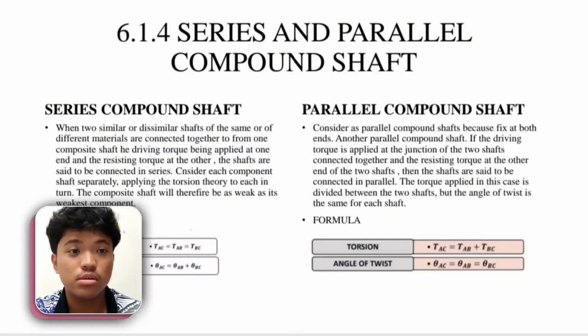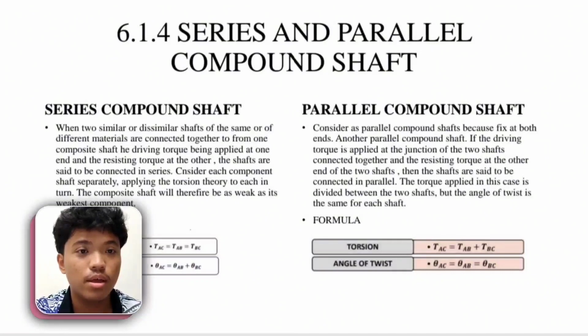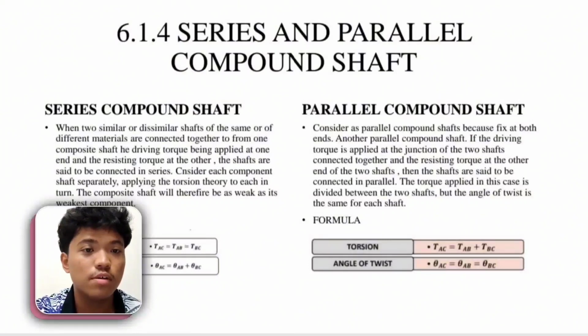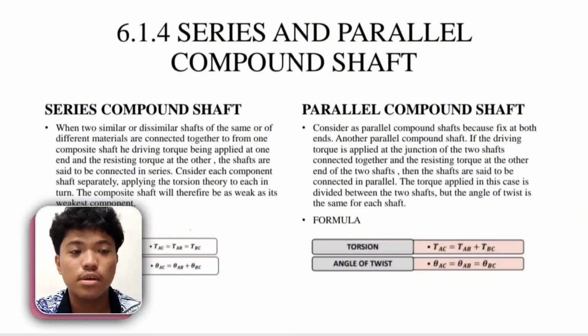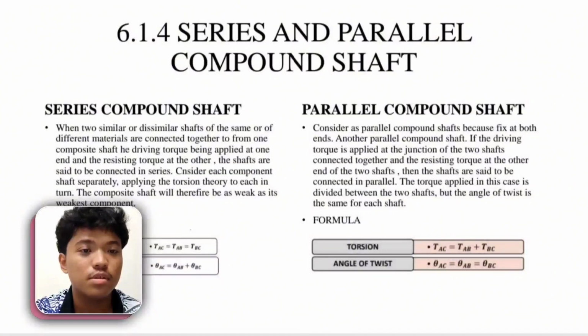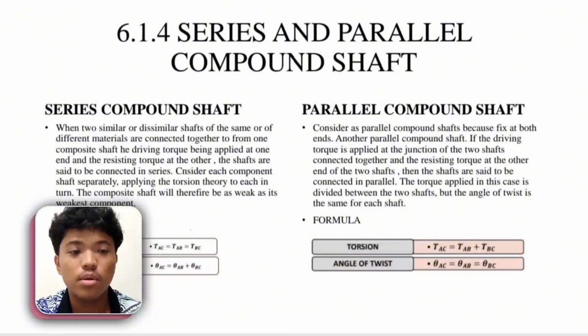For the parallel compound shaft, consider a shaft fixed at both ends. Another parallel compound shaft: if the driving torque is applied at the junction of the two shafts connected together and the resisting torque at the other end of the two shafts, then the shafts are said to be connected in parallel. The torque applied in this case is divided between the two shafts, but the angle of twist is the same for each shaft. For the formula of parallel compound shaft, the torque TAC equals TAB plus TBC. For the angle of twist, theta AC equals theta AB equals theta BC.